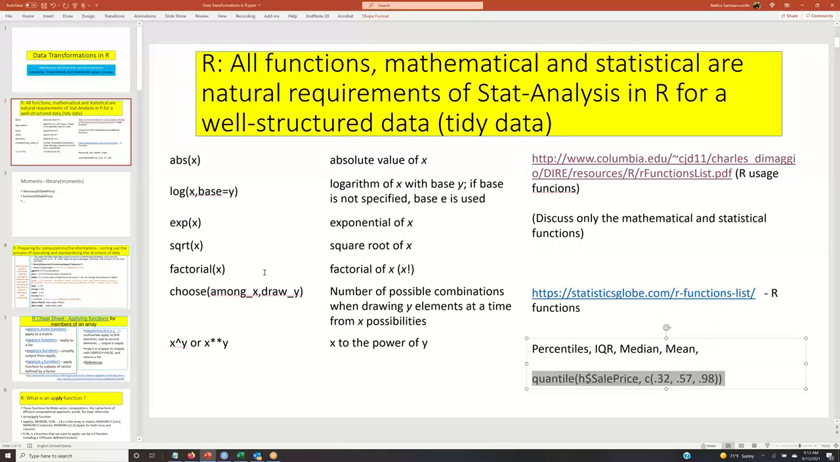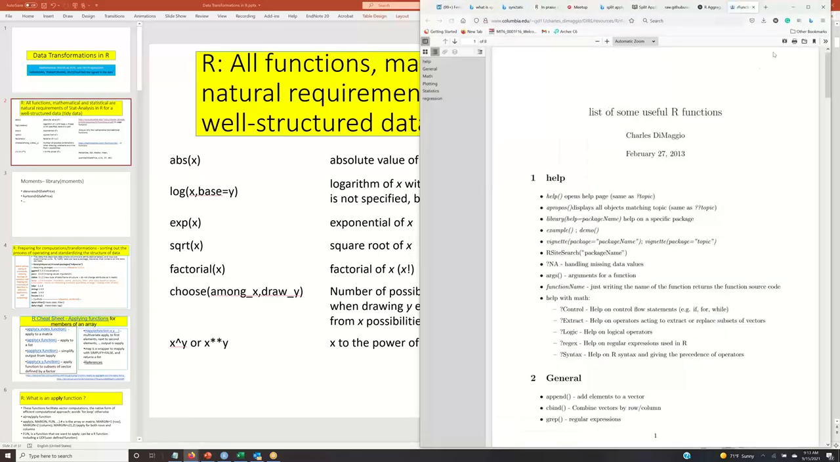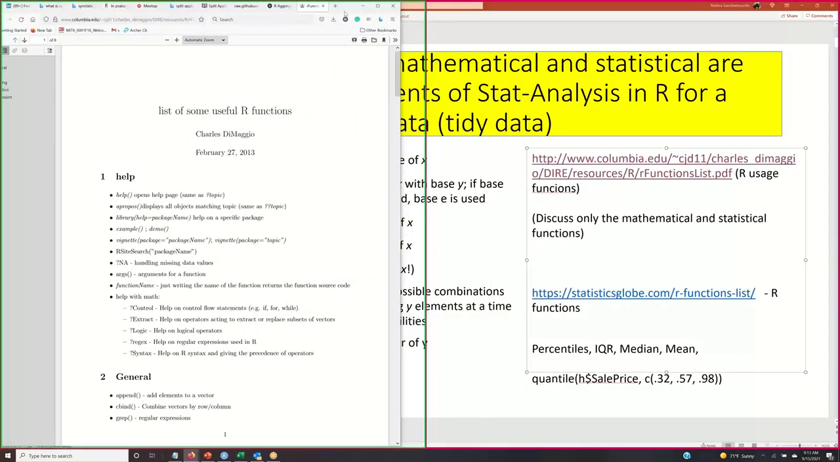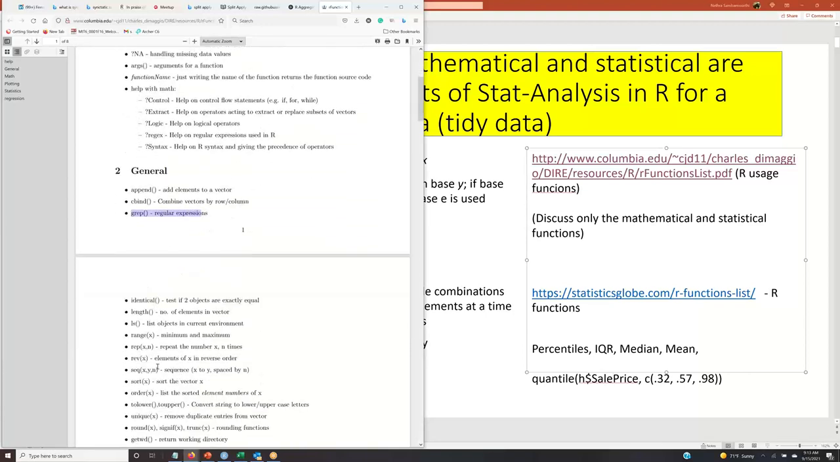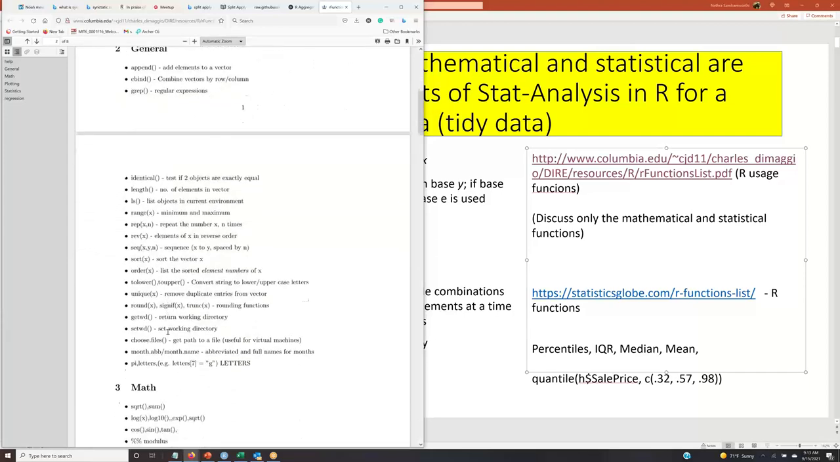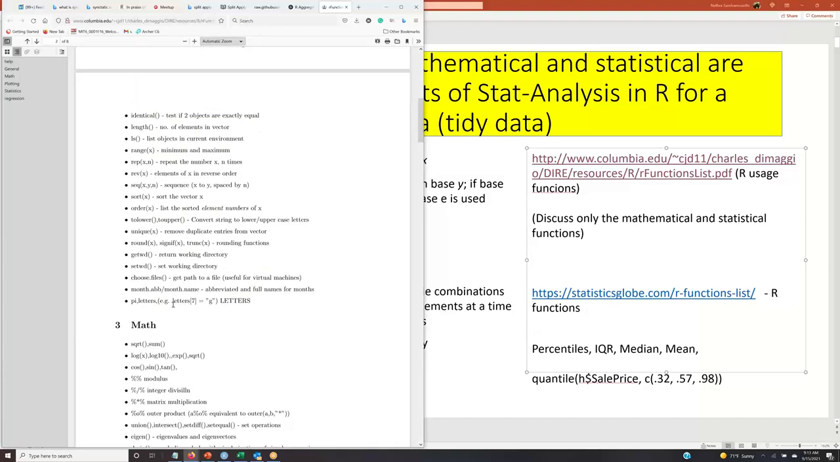So you have the data, and as I said, there are mathematical functions and statistical functions which you want to use to transform it. So here is a collection of essential operational functions. For example, append, cbind, column bind, grep. We don't need to worry about this one, it's very advanced. Checking for identicality, and then length of a vector, the list of objects in the current environment, range. These are all the operational functions that we need to work in R.